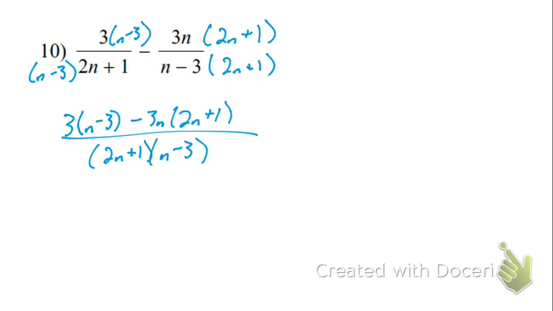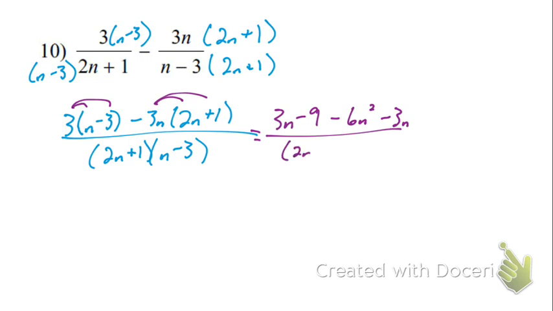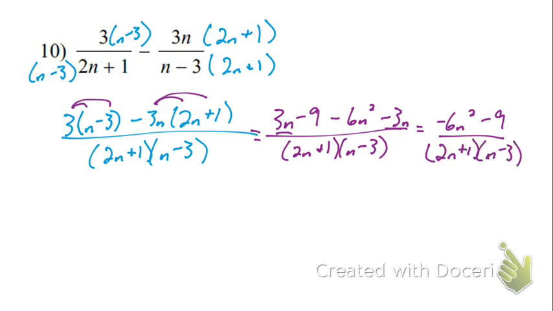So let me change colors quickly here. Up top is going to be 3n minus 9 minus 6n squared minus 3n. That's just the distribution that occurred. And that's all over 2n plus 1, n minus 3. So this is going to be negative 6n squared. Ooh, those go away. Nice. Minus 9. That's 2n plus 1 and n minus 3.